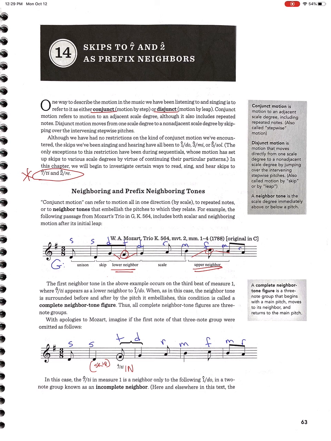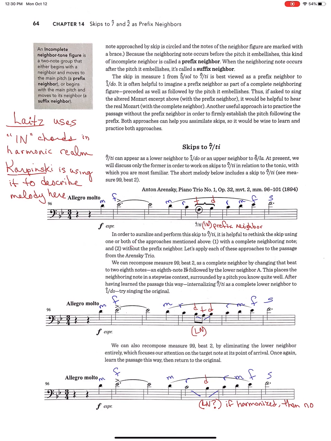Okay, so we call this one an incomplete neighbor. Above, when it went G, F sharp, G, that was a complete neighbor, but here we just went half of a neighbor, so it's incomplete. Ti, do. That's what incomplete neighbor means, and Laitz uses that same terminology, although look at the red markings I've put on the left side of this scan. Laitz uses IN, the acronym for incomplete neighbor, in a harmonic sense, like a fully harmonized chord. Right now we're just looking at melodies. Karpinski is using this to describe melody here.